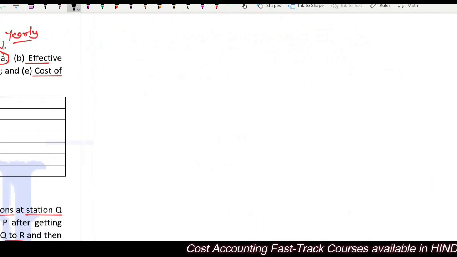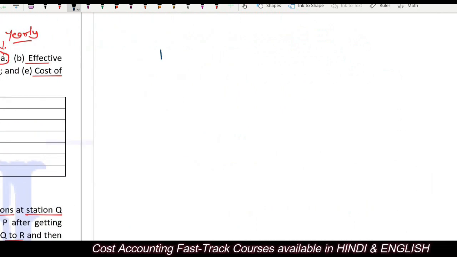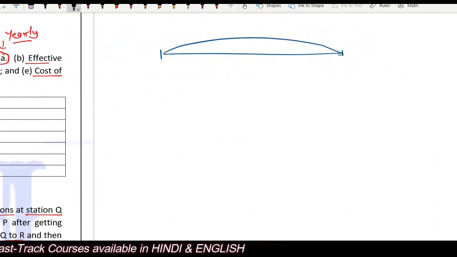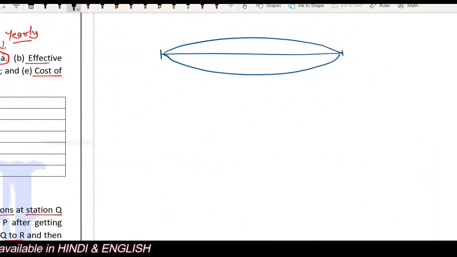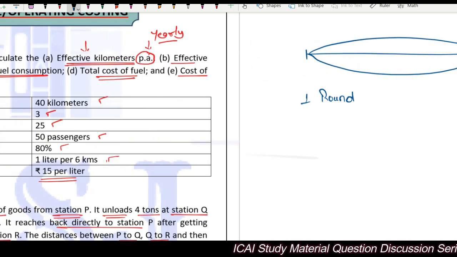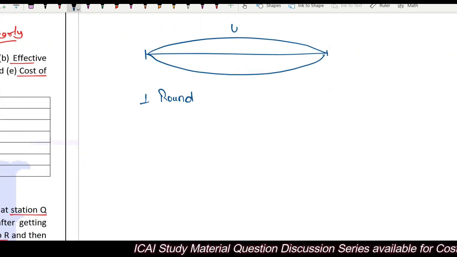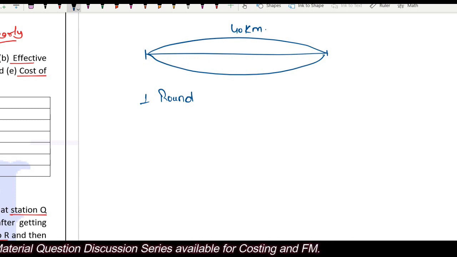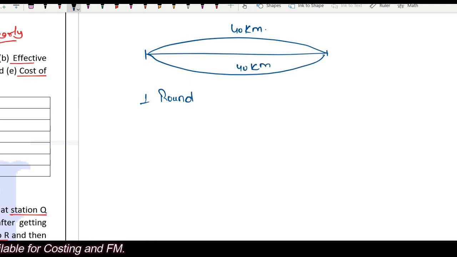Sir, if we talk about the round trips, he's saying these are the two locations, right? This is one round trip. He is going for 3 round trips, right? One way distance is how much? One way distance is 40 kilometers. This is one way distance, not for the one round trip. It is a one way distance, right? So if we talk about this one round trip, 80 kilometers, right?